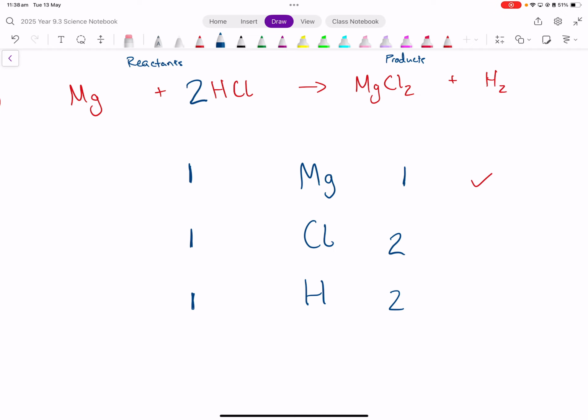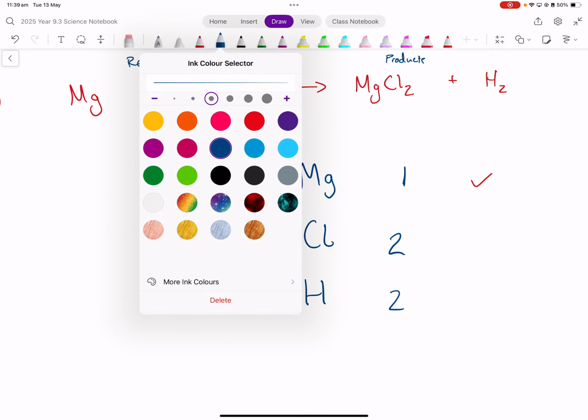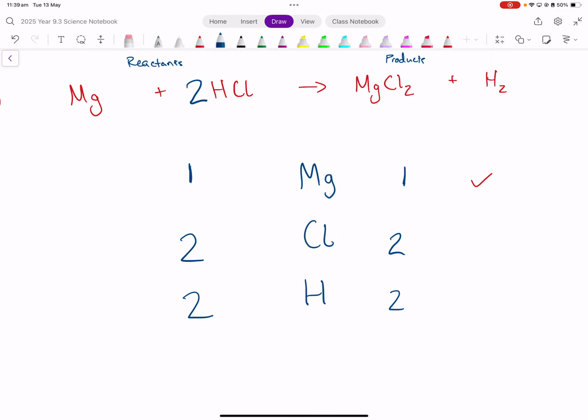So how many chlorines do I have now? 2. And what I can do, and the reason we use our whiteboards, is we can erase that and write a big 2. But notice how it's also changed the number of hydrogens for us. The number of hydrogens has now changed from 1 to 2. And so I need to erase that one as well. I'm now just going to double check. So I've got chlorines. How many chlorines on the left? 2. How many on the right? 2. So this gets a big tick.